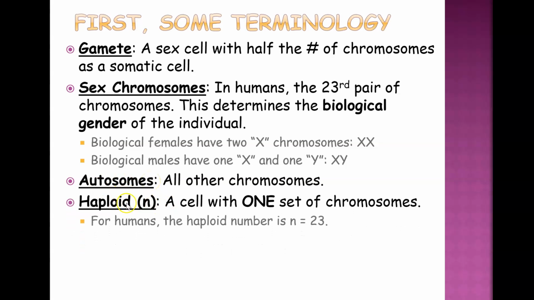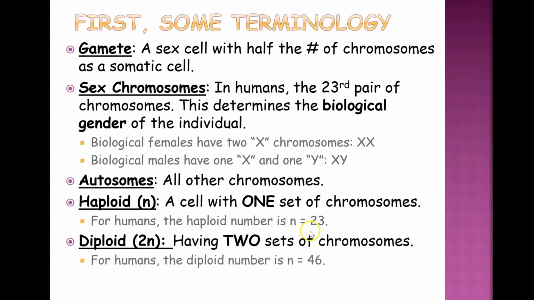Haploid is the term. Basically, it means half. So a cell with one set of chromosomes, or half the set of chromosomes. Okay, so for humans, the haploid number is n equals 23. So it's half the number of chromosomes.